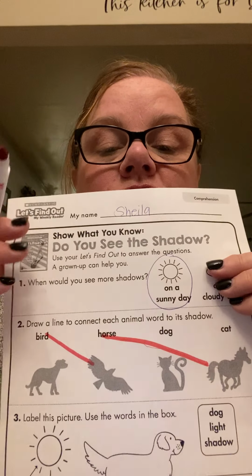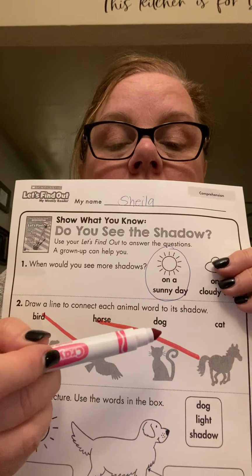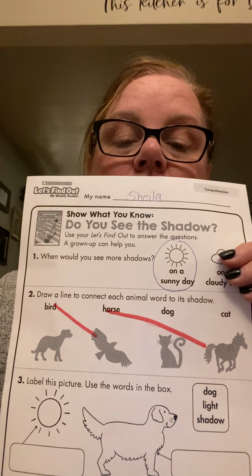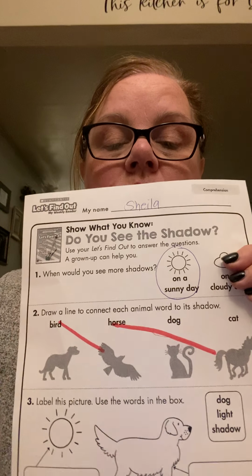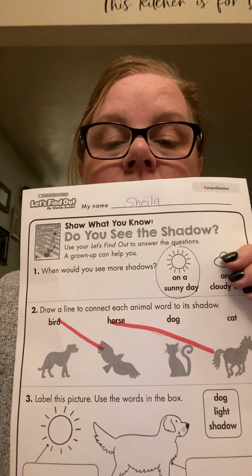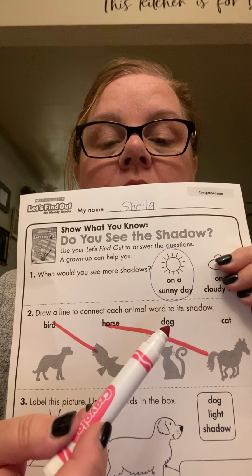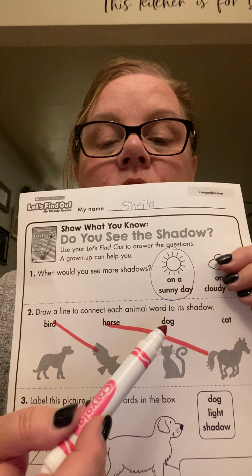All right, our next shadow is a dog. Here's the word dog. So let's find the shadow of a dog. Can you spy that? Good, good. Here's our dog. So we're going to make a line from the word dog to the shadow of a dog.